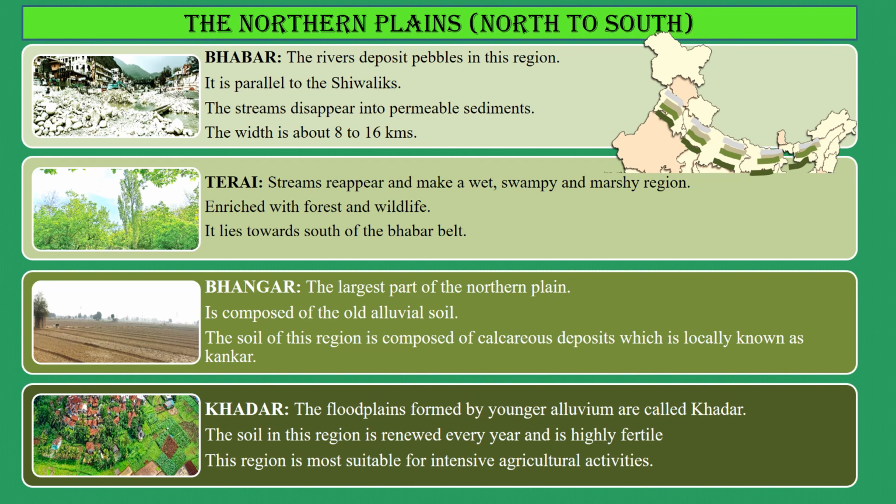To the south of this Tarai region is the Bhangar region. Bhangar is the largest part of the northern plain. It is composed of old alluvial soil. It has a lot of calcareous deposit, which is also called as kankar in local language. To the south of Bhangar is Khadar, and this region is made up of young alluvial soil, which is fertile in nature and used for agricultural purpose.